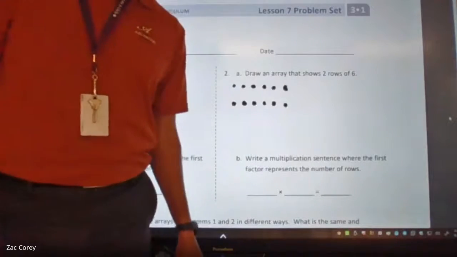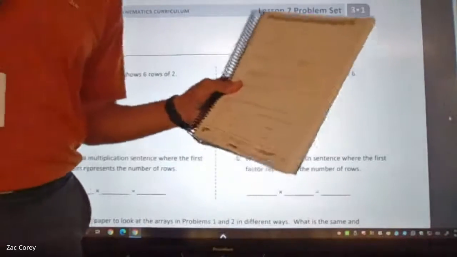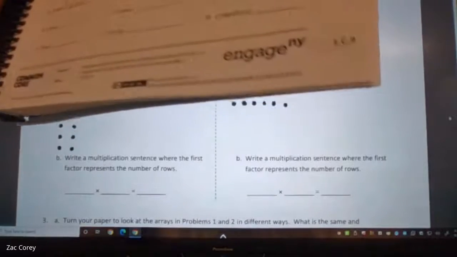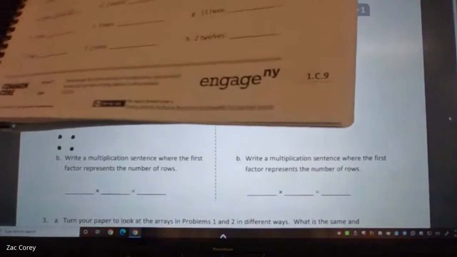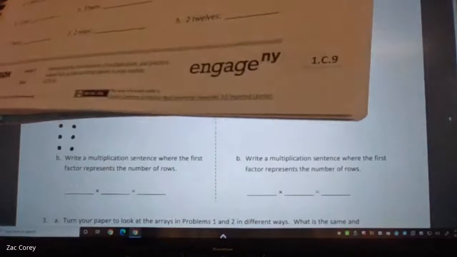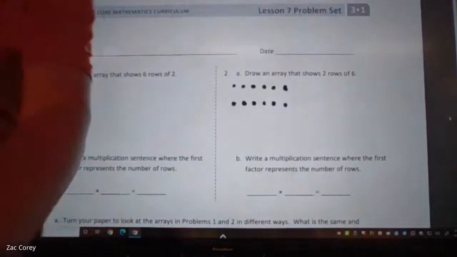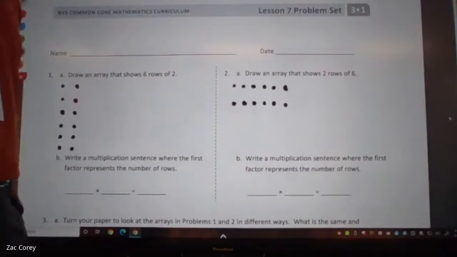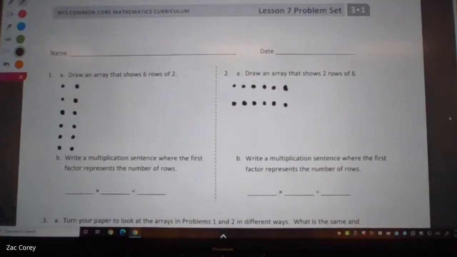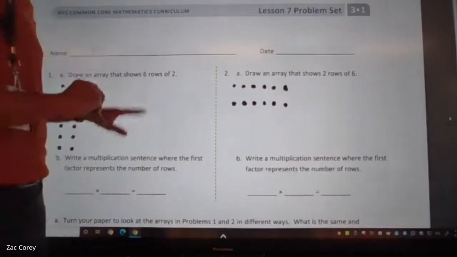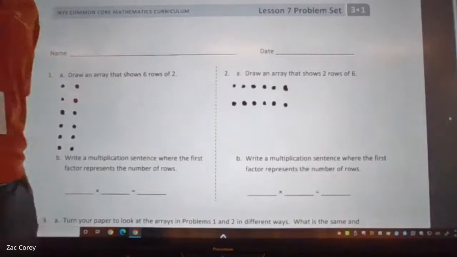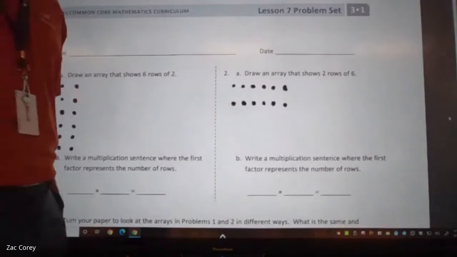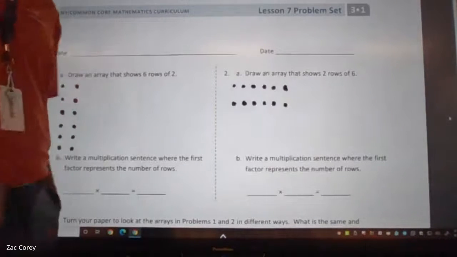All right, hi everybody. Today we're going to do lesson 7 in our book. We are on page 1.c.9, and on the backside, 1.c.10, okay? So let's see. We're going to do the problem set together, and then you'll do homework on your own, just like usual. I noticed this page on my screen is just a little bit different than yours, but we're going to work through the problems on my board just as they are on your page.